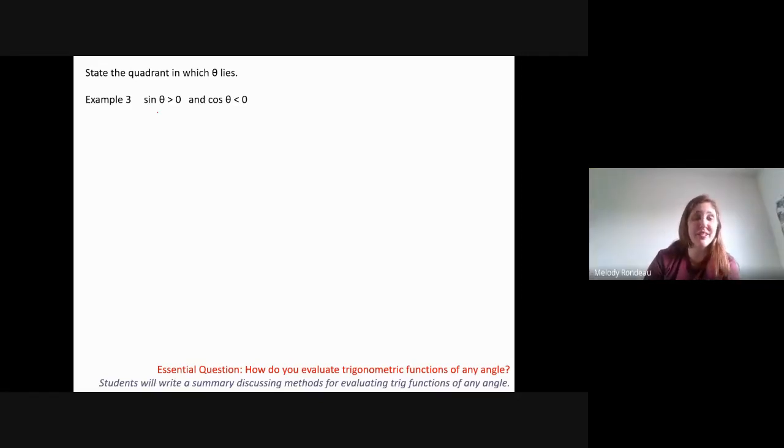All right. Awesome. So yes, if sine theta is greater than 0, it means it's positive. And reversely, if cosine theta is less than 0, it means it's negative. So if I grab all students.